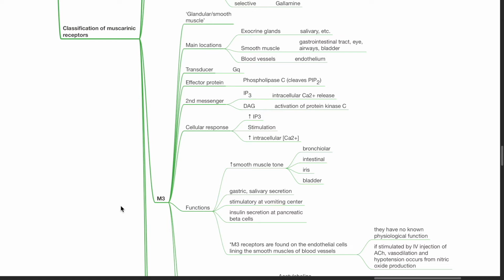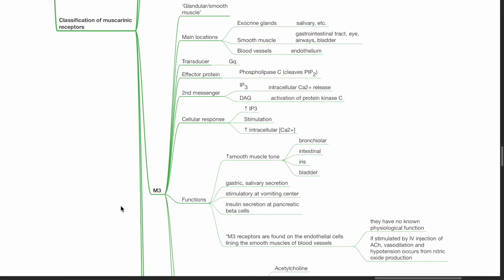Cellular response to M3 activation is increased IP3, stimulation, and increased intracellular calcium. Functions of M3: increase smooth muscle tone, such as in the bronchioles, intestines, iris, and bladder. Increased gastric and salivary secretion. Stimulatory at vomiting center. Insulin secretion at pancreatic beta cells.